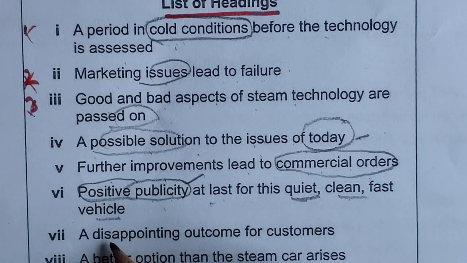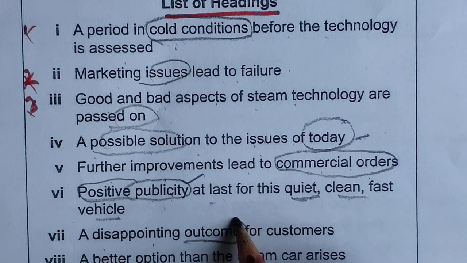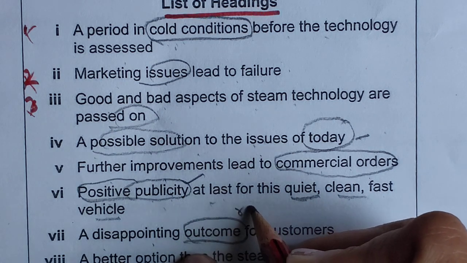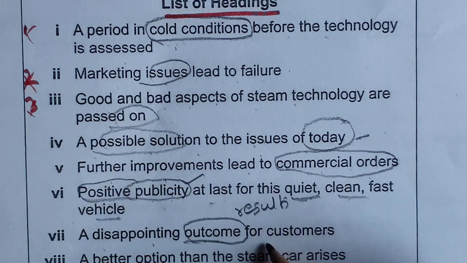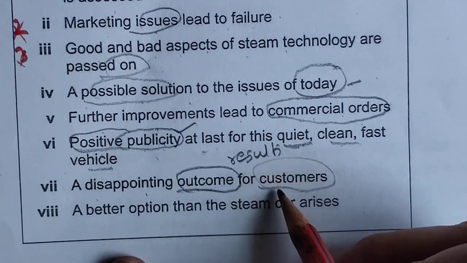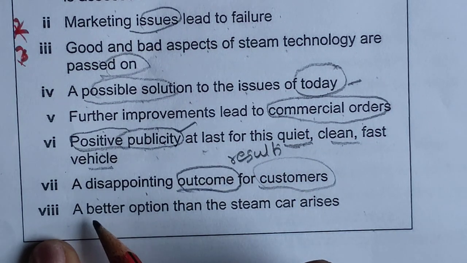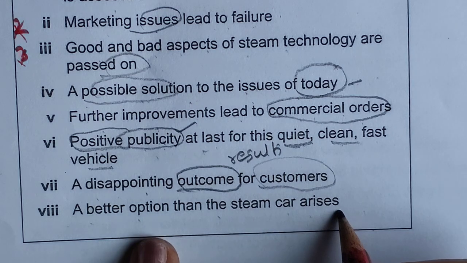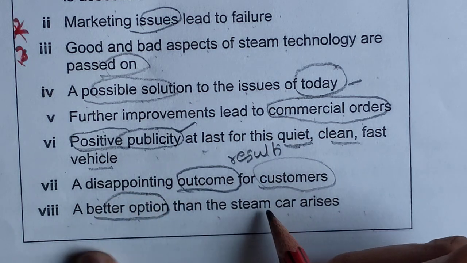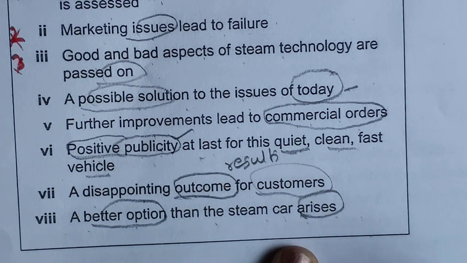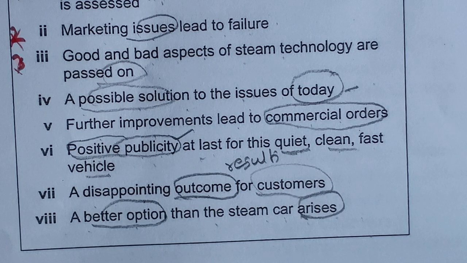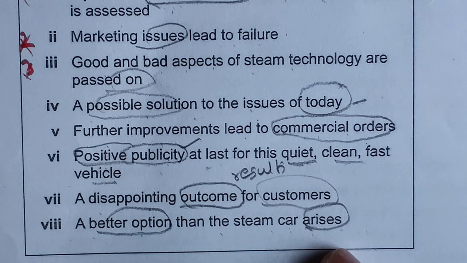Seventh is a disappointing outcome. Outcome is a very common word in reading passages. Outcome means results. Disappointing, as you can understand, for customers. Customers, those who are going to purchase the thing. Eighth, a better option than the steam car arises. Something new had been introduced in the market, like nowadays we are experiencing new cars every month in this world.